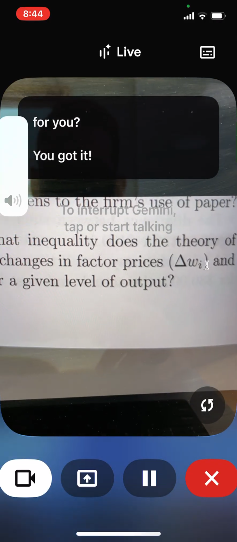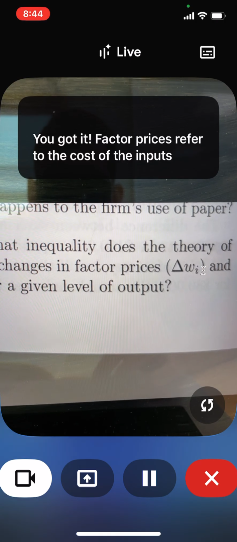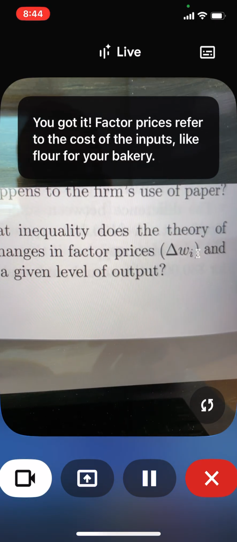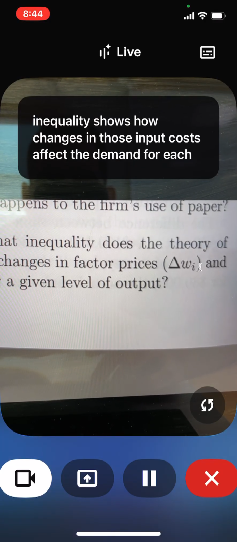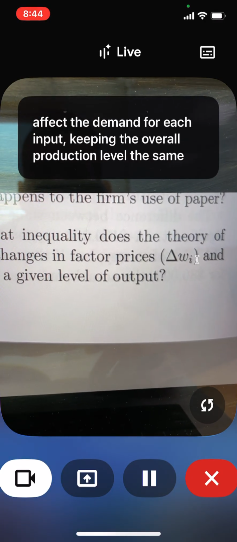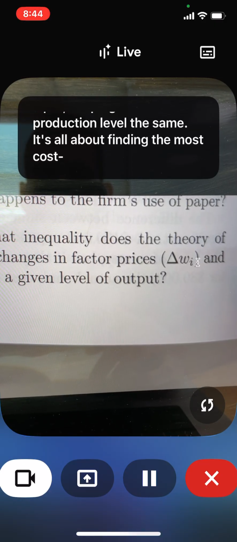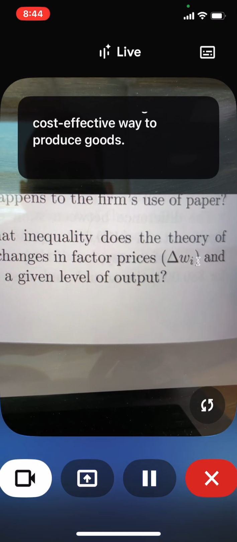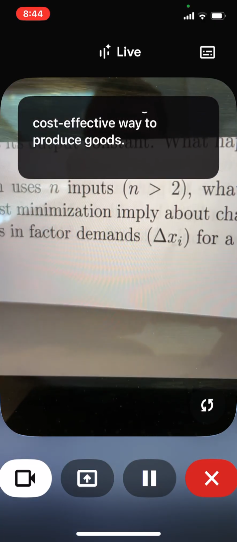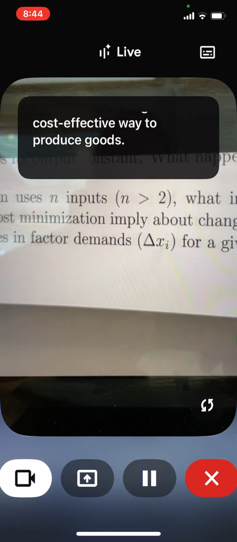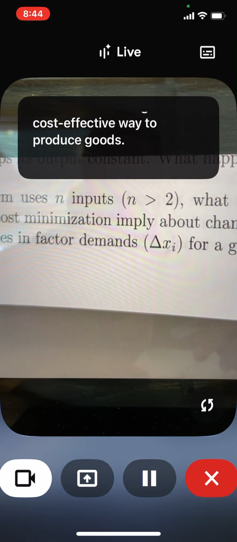You got it. Factor prices refer to the cost of the inputs, like flour for your bakery. So the inequality shows how changes in those input costs affect the demand for each input, keeping the overall production level the same. It's all about finding the most cost-effective way to produce goods. So that multiplied by the demand, is this demand just the number of sold products or services?